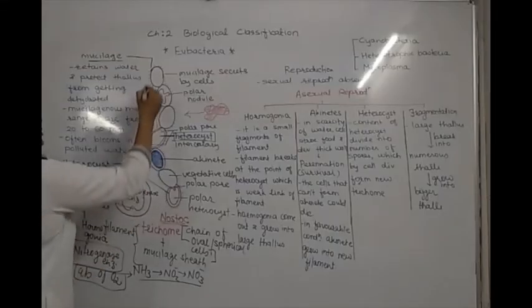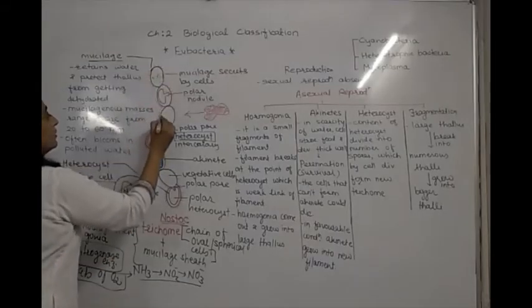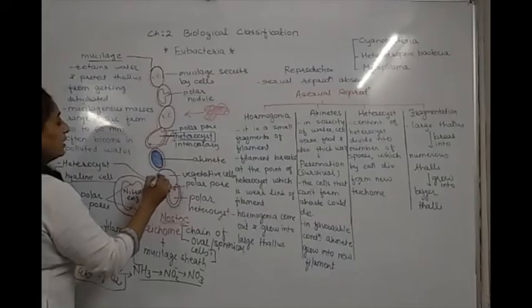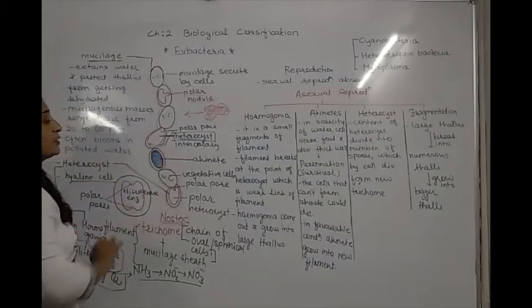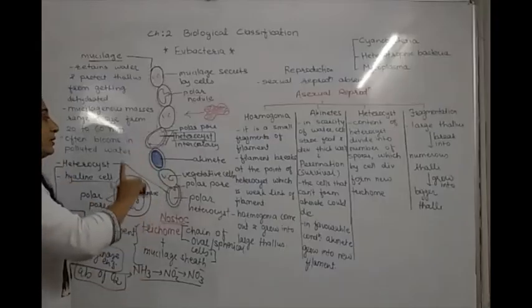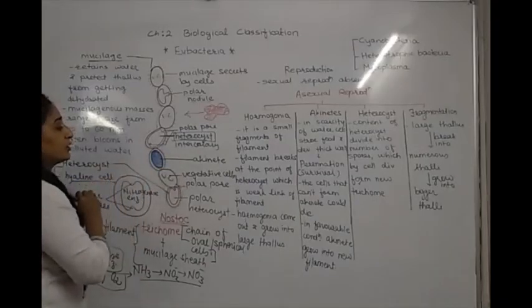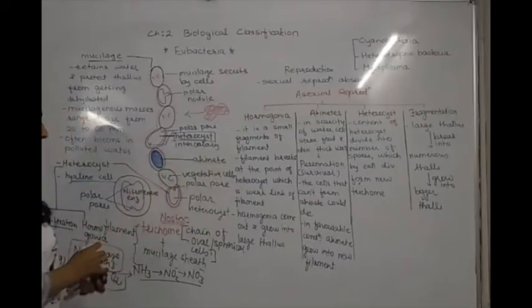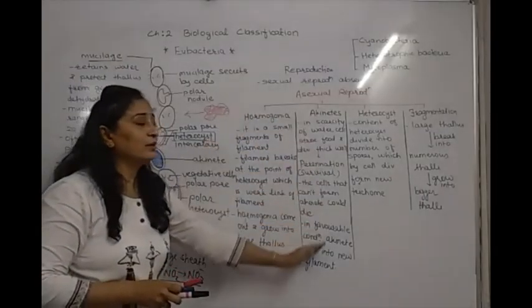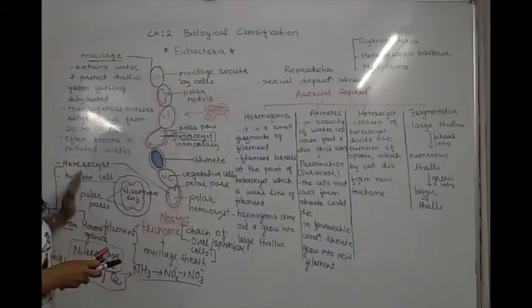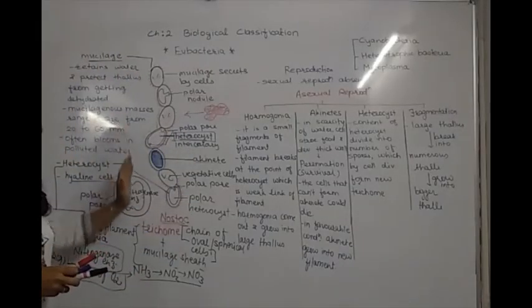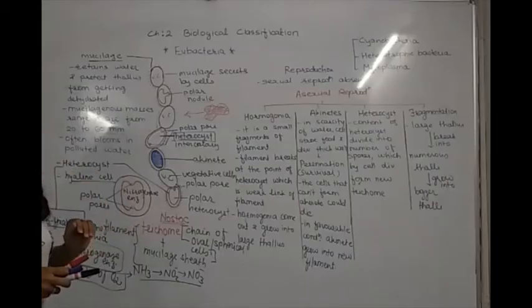This one is also a vegetative cell. This one is also a vegetative cell, but it is a modification of the vegetative cell, which is called the akinete. Okay, so what is an akinete? That will be studied in the reproductive part. So this is the structure belonging to the cylindrical form of the nostoc.